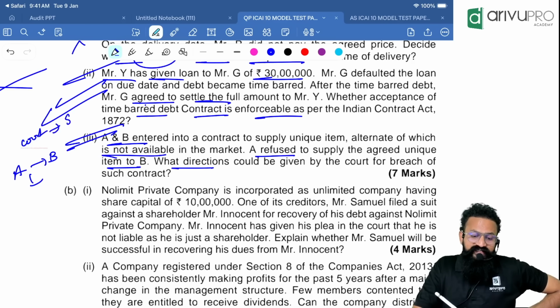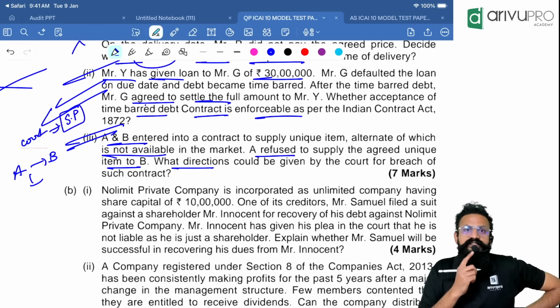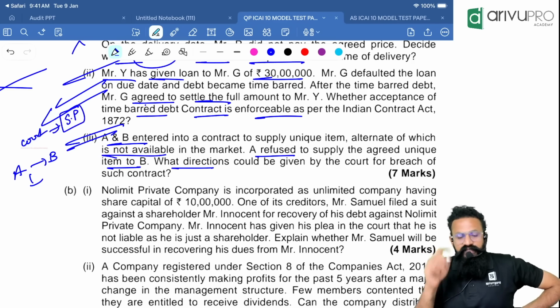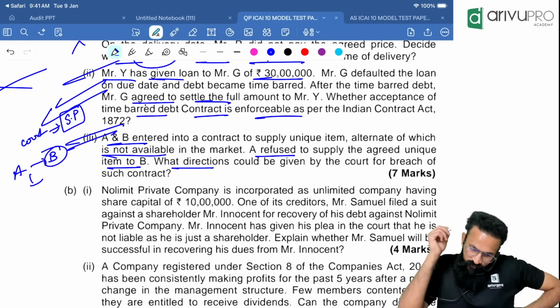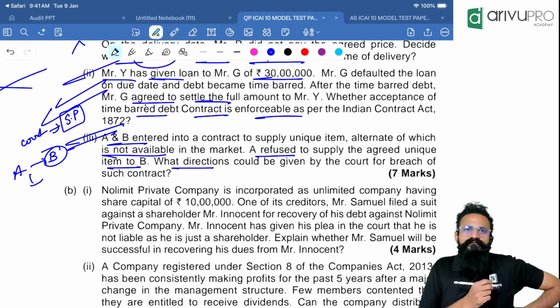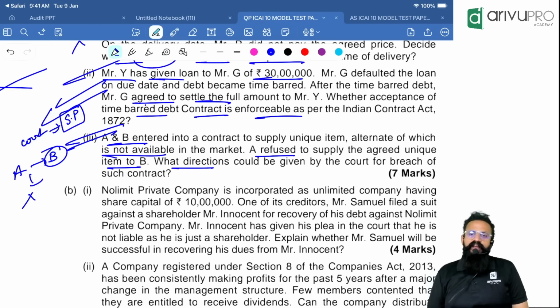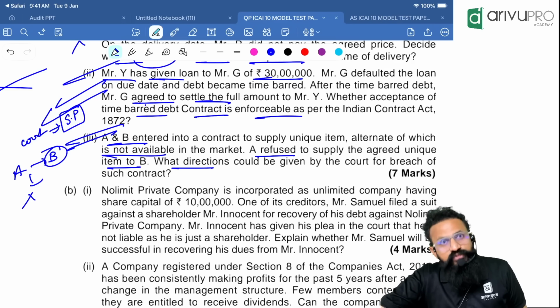Suit for specific performance. That means money will not satisfy B's need. You have to supply these goods only. So money will not be the damage. The money will not be a remedy. I will have to supply the goods only. That itself will be my remedy. Clear?